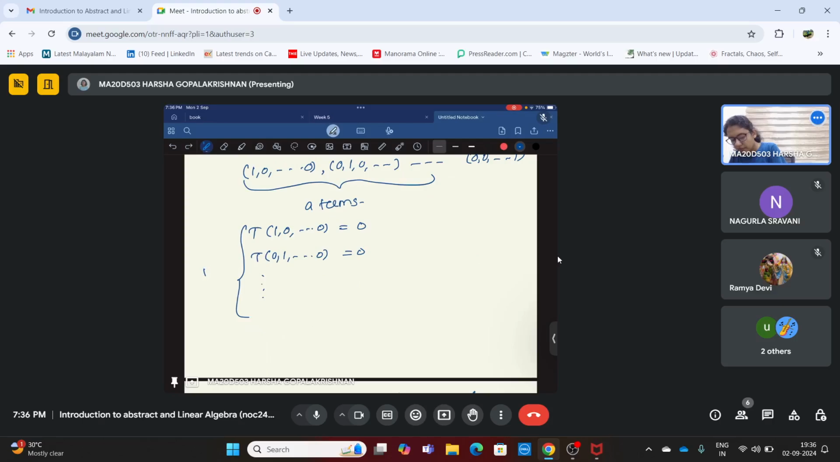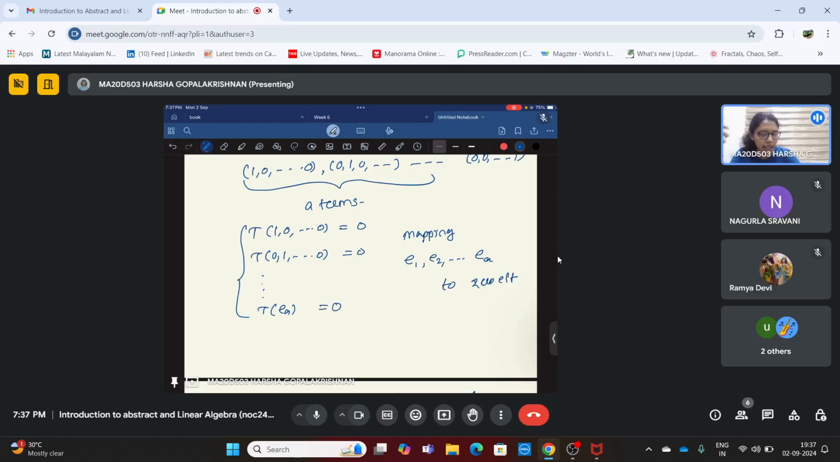What I am doing is mapping E1, E2, etc., EA, total A terms I told, to the 0 element. That means T of EA equal to 0. So the first A elements from the basis are mapped to 0. That means these are all in the kernel, right? Kernel means set of all elements which are mapped to 0. So obviously these A elements are there in the kernel.